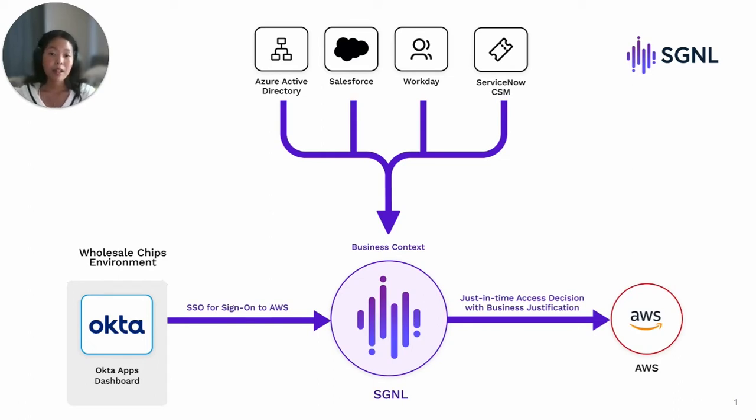Take a fictitious company called Wholesale Chips, for instance. Wholesale Chips is a large semiconductor manufacturer, supplying chips to other large organizations. Wholesale Chips uses Okta, an identity provider, to federate their employees' access to AWS, where they store sensitive data, virtual machines, and more. If a user without proper business justification accesses AWS, such data and resources are put at a security risk. Wholesale Chips is a prime example of an organization that can enhance their authorization through Signal.